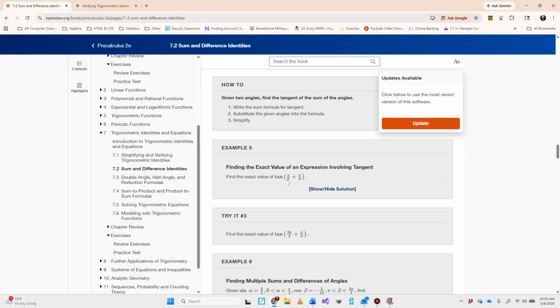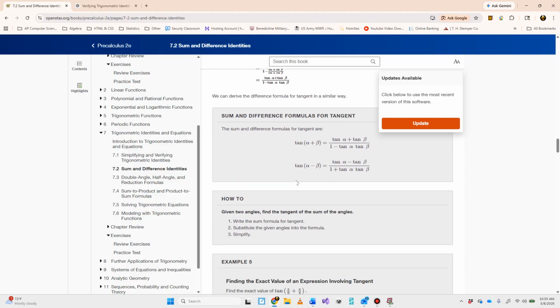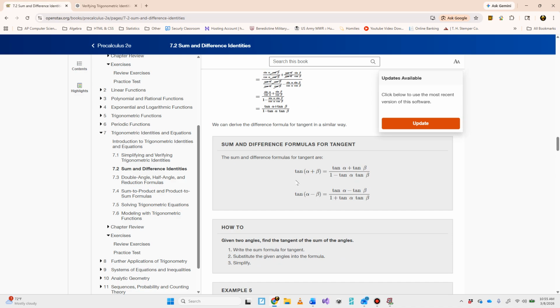We don't know what that is. That's not on my unit circle. But if I split 5 pi over 12 into pi over 6 plus pi over 4, I can now find the value using this formula. It's just like taking the number 10 and figuring out how many different ways I can add them together. 5 plus 5, 2 plus 8. You're just taking a radian value that you can't find in the unit circle. You're going to use two values that you can find in a unit circle, and when added together equal this value that we're trying to find.